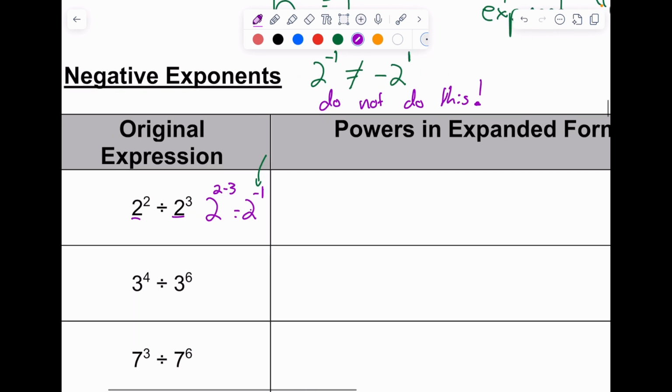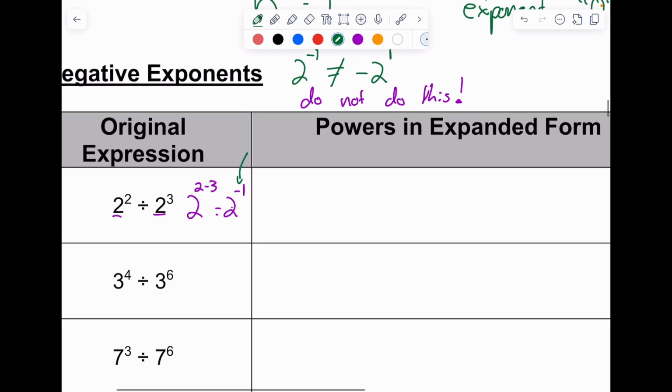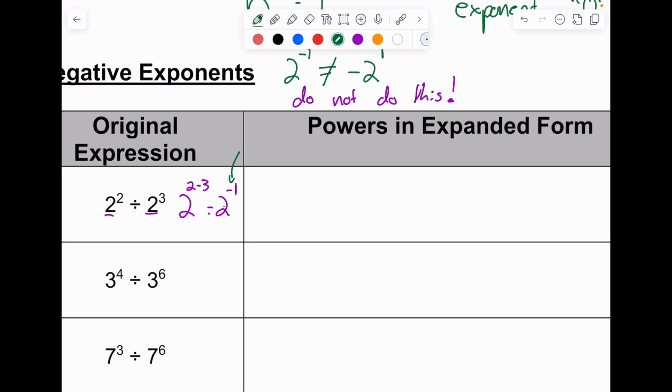All right. So let's figure out what it actually means. If we were to expand this out, write it in fraction form, well, you have 2 to the 2 up top, so that means you have 2 times 2. And then you have 3 2's on the bottom: 2, 2, and 2.